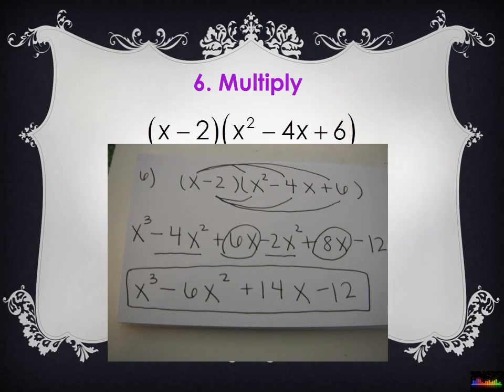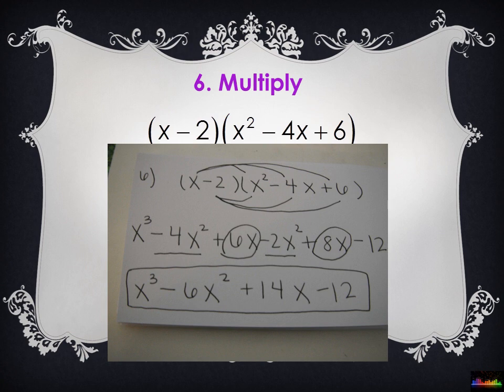In this problem, we have a binomial multiplied by a polynomial with three terms. We have to distribute both terms in the binomial to all three terms in the polynomial. So we are going to double distribute, but we are going to be distributing those first two terms to three different terms. So it's just like an extra step.